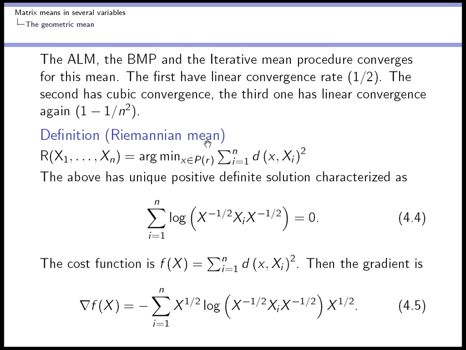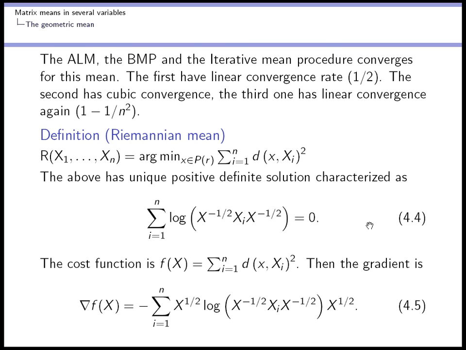the Riemannian mean defined on this space as the center of mass of the starting points. Now, this unique point can be characterized by the following equation, 4.4. This is just, we take the gradient of this cost function, and this gradient should be 0. And this equation is based on that fact. Now, the gradient could be defined in this explicit form.